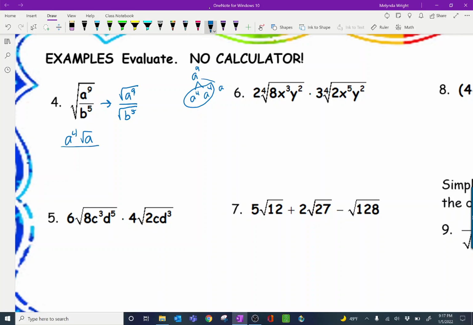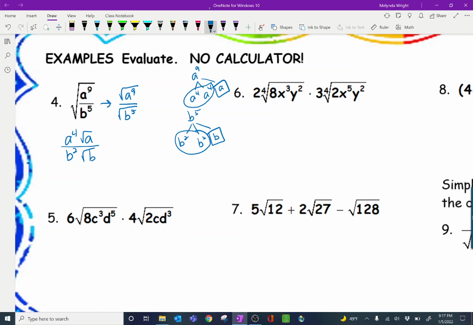Then in the denominator, we've got 5 of those. So let's go over here and do some scratch work. We've got 5. I need groups of 2. So let's see, what could we do? We could do b squared, and that leaves another b. Whoops, not p, b. And I have a group of 2. Then the extra guys have to stay under the radical. So I have b squared square root of b.